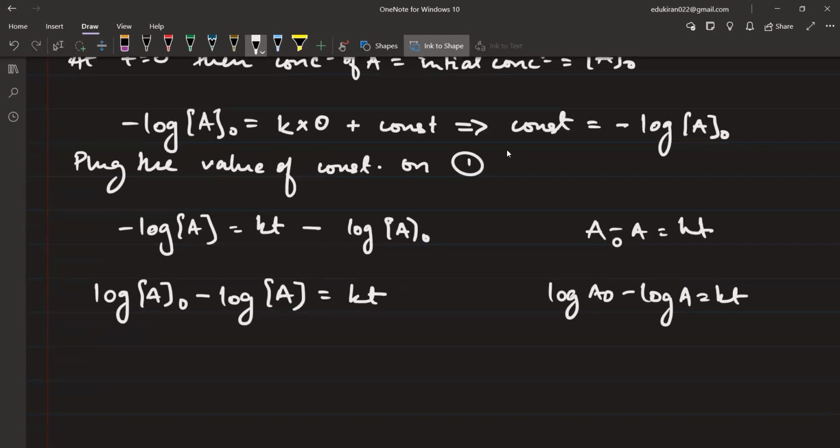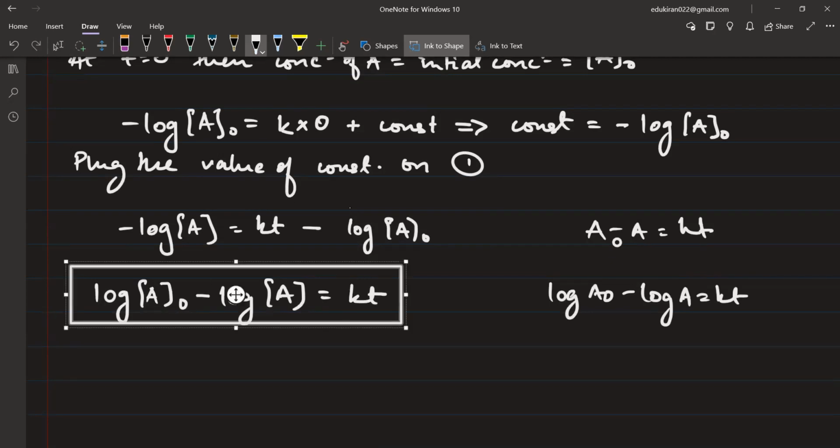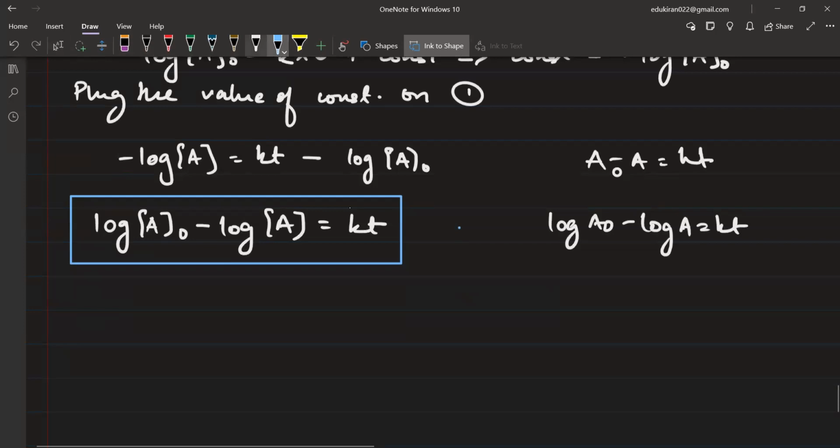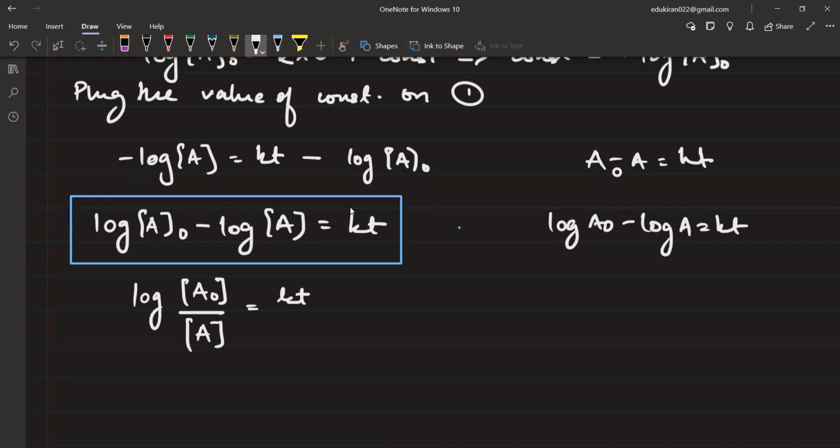Now by using an identity, we can further simplify this equation, but as of now let us put it like this, and this is what you are going to remember. Log A naught minus log A is equal to kt. Now you can further simplify it. Please write log of A naught upon A, using the identity, is equal to kt.